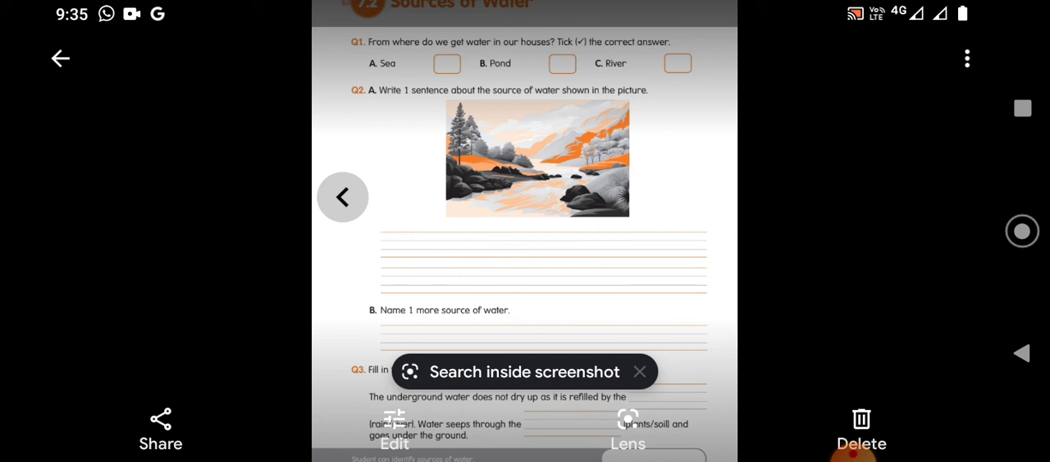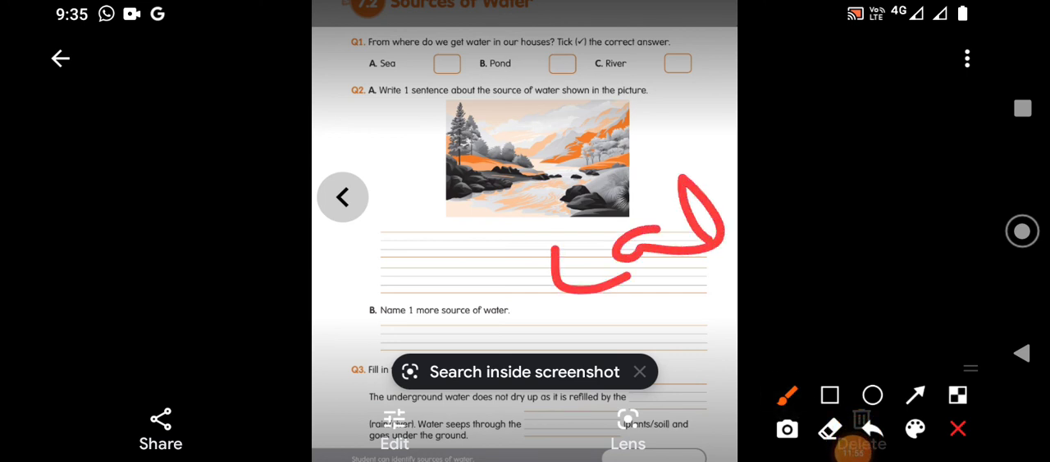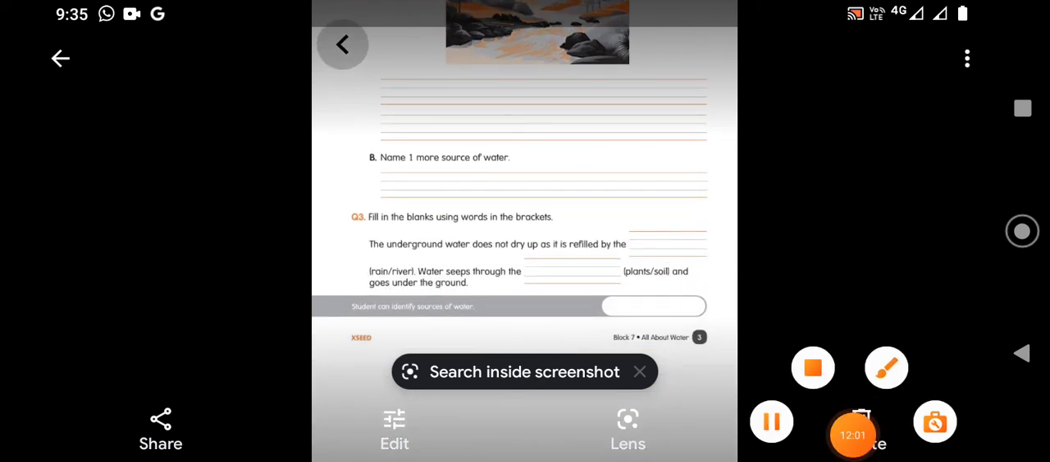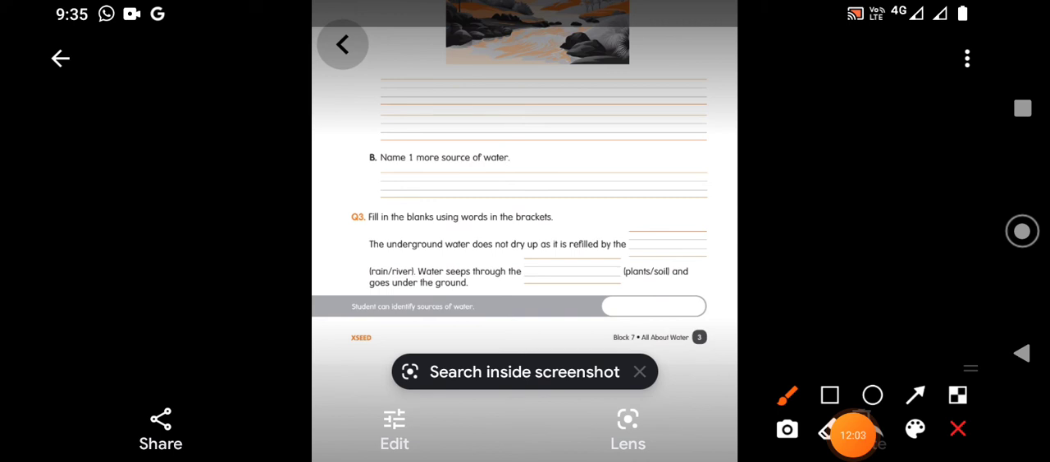Next question. One more source. Name one more source of water. So you can write lake, surface water only you can write, or you can write pond, up to you, children. Now next question. Fill in the blanks using the words given in the brackets. The underground water does not dry up as it is refilled by, yes, rain.